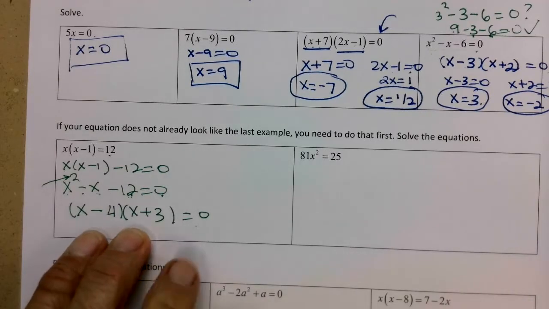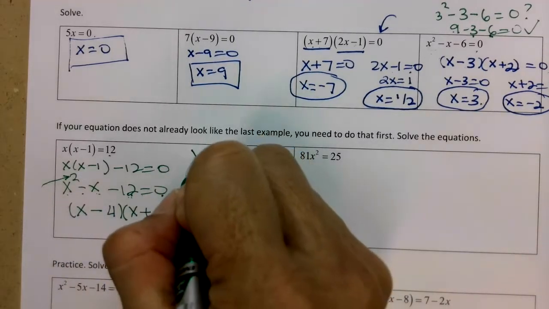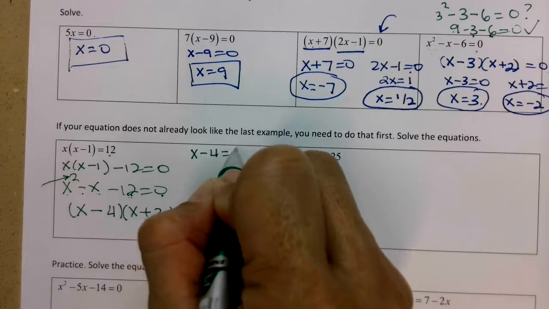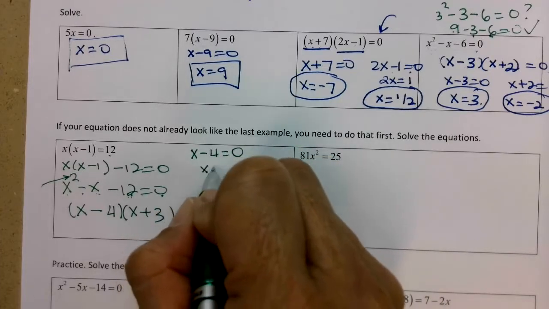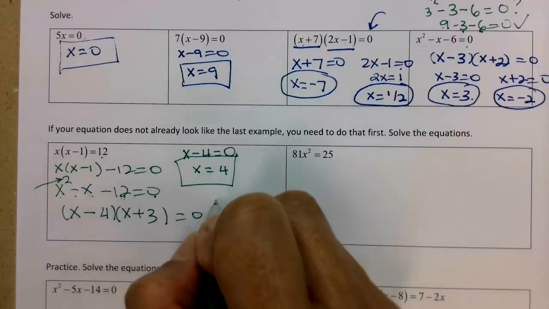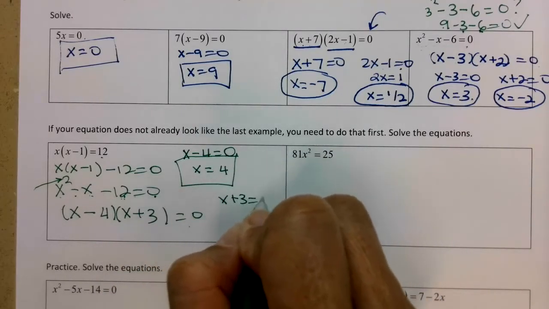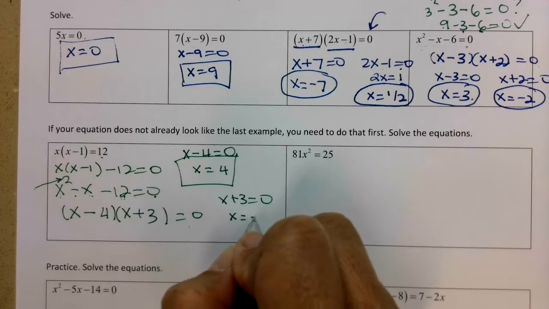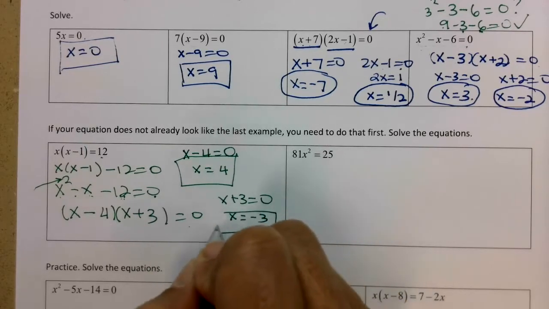Here it is. I have a product equals 0. So that means one of those factors equals 0. So either x minus 4 is the 0, and that leads to x equals 4 as a solution, or x plus 3 is 0, and that leads to x equals negative 3 as a solution.